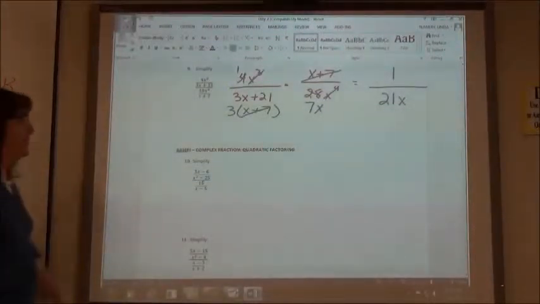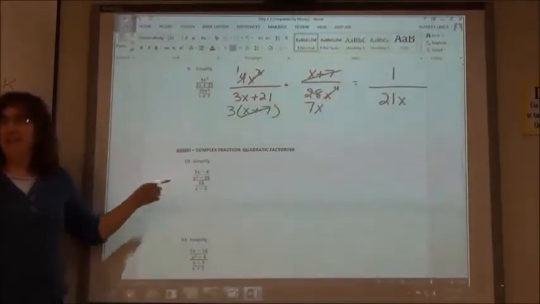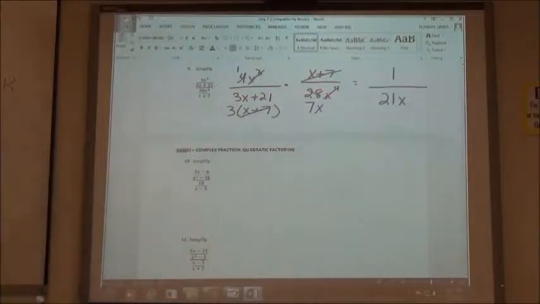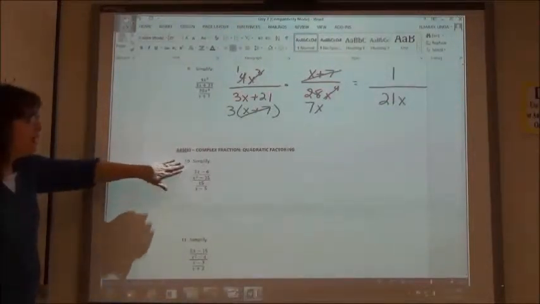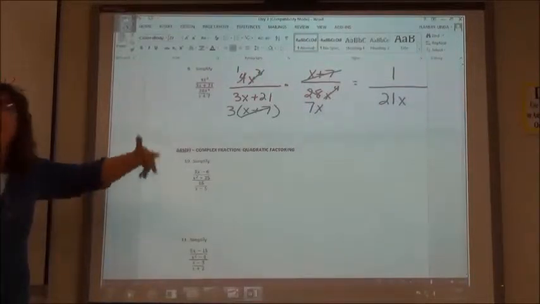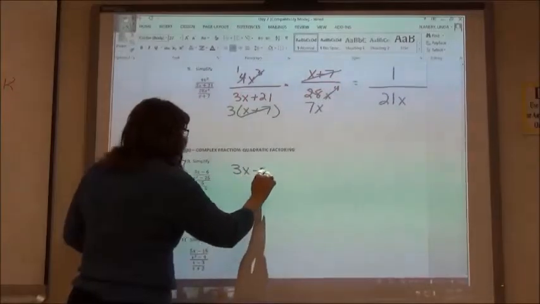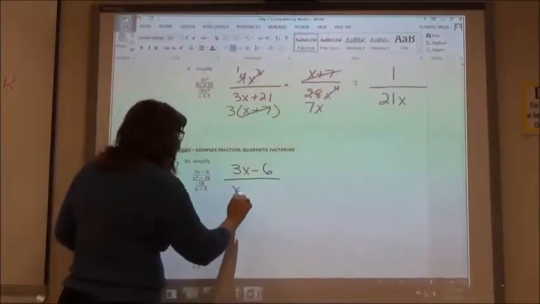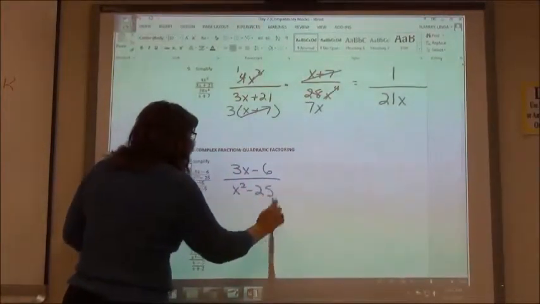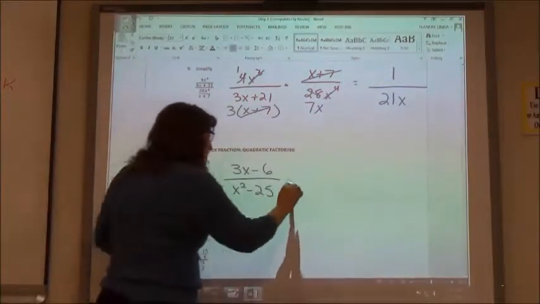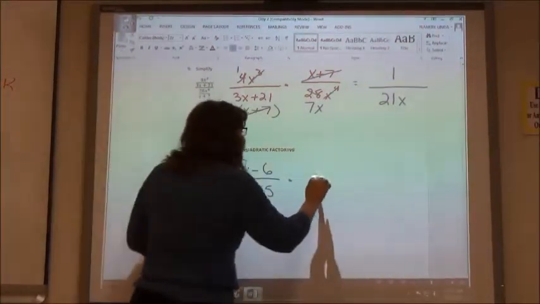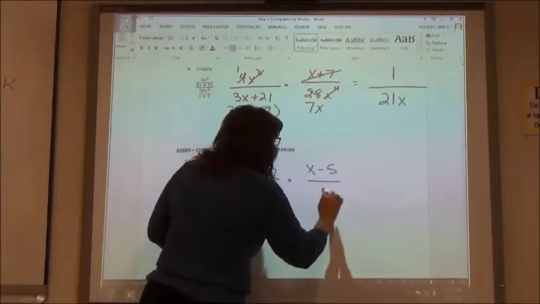Now, guess what? We're going to do the same thing, but now we're going to have those squared things thrown in there to factor. So, again, I have a fraction divided by another fraction. I'm going to invert and multiply. So the top's going to stay the same: 3x minus 6 over x squared minus 25. The bottom I'm going to flip: x minus 5 over 15.